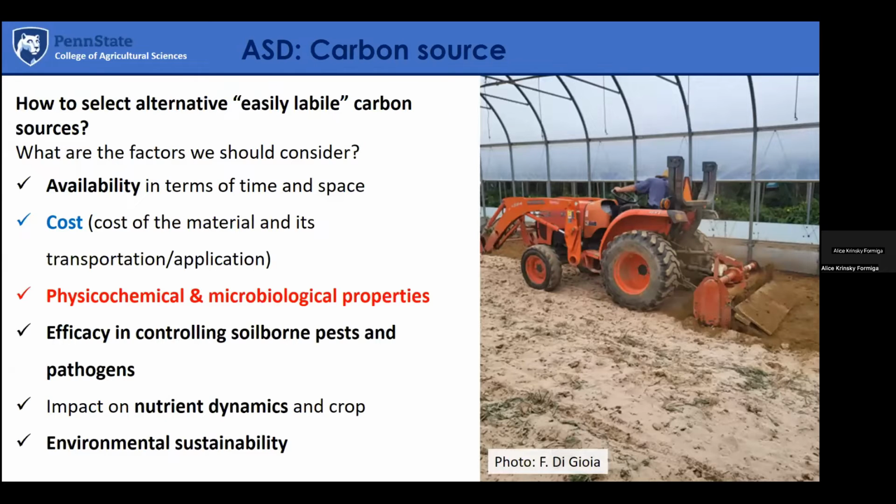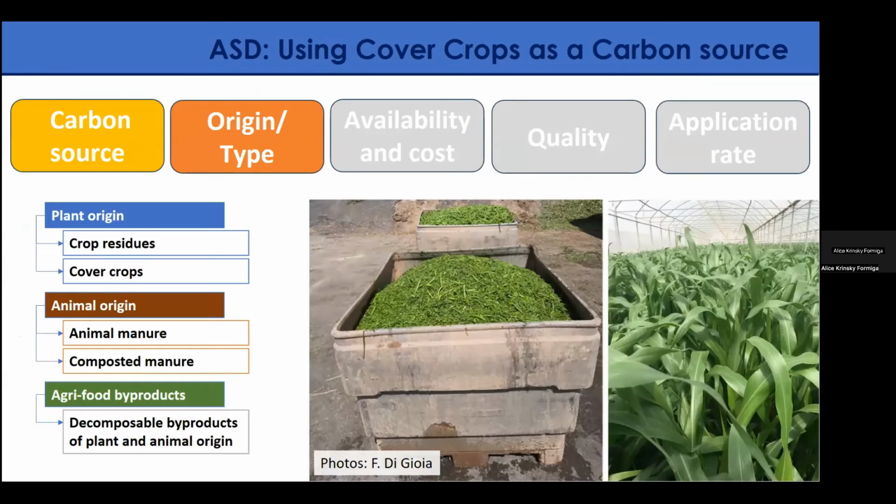So in the last webinar, we focused a lot on carbon sources. We went through what are suitable carbon sources, what are the characteristics of those carbon sources, and what are the criteria we use to select alternative carbon sources. And of course, availability and cost are some of the main ones, but then also the physical, chemical, and microbial properties are important. And we discussed all of this in the previous webinar.